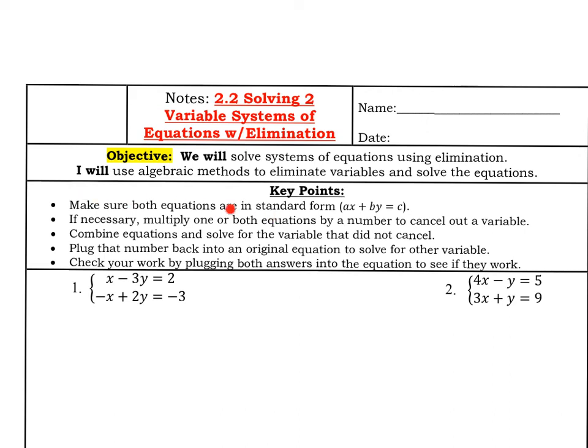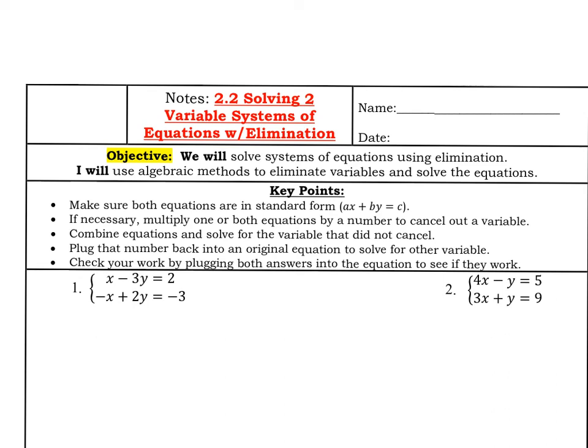You need to make sure both equations are in standard form, that's ax plus by equals c, something x plus something y equals your constant. If necessary, you'll need to multiply one or both equations by a number to cancel out a variable. So we'll get to that, we'll cross that bridge when we get there. Then we'll combine equations and solve for the variable that did not cancel. So that's what elimination does.